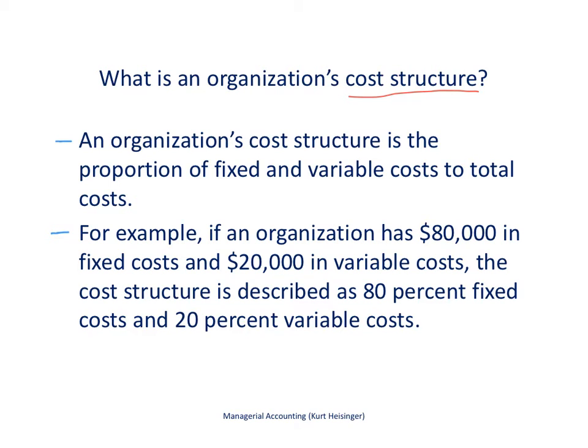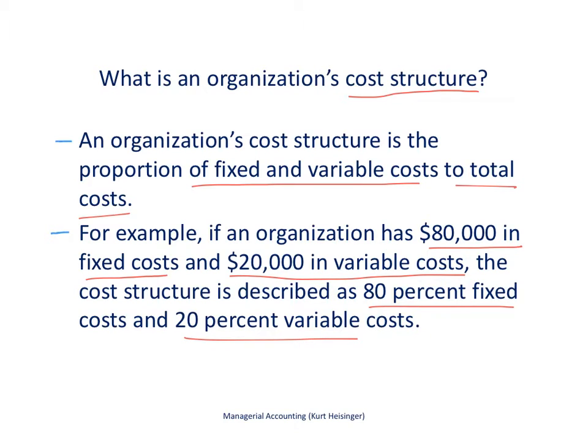As you see here in the first bullet point, an organization's cost structure is the proportion of fixed and variable costs to total costs. For example, if an organization has $80,000 in fixed costs, and remember, fixed costs are those costs that stay the same in total with changes in activity, and $20,000 in variable costs, those costs that change in total with changes in activity, then the cost structure is described as 80% fixed, that is 80,000 divided by a total of 100,000 in costs, and 20% variable. That's the 20,000 divided by $100,000 in total costs.